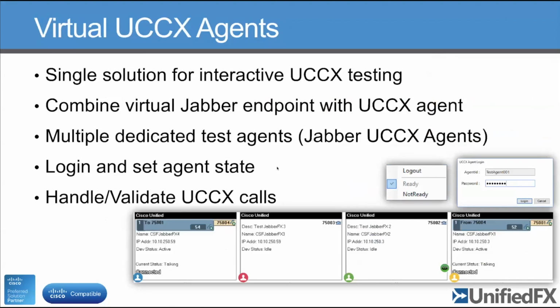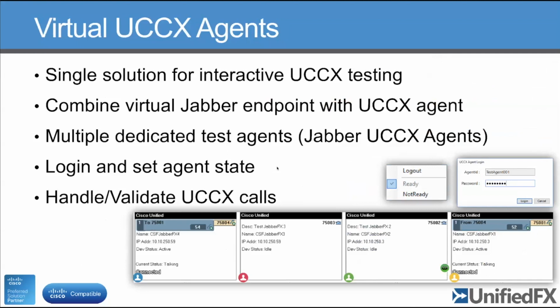Okay, so building on the virtual endpoint side of it, and the fact we now have UCCX integration as well, we can therefore create virtual agents too. So this gives you, a bit like we said a minute ago, a single solution for interactive testing, but in this case, interactive testing of your UCCX system. And effectively, all you're doing is combining these virtual Jabber endpoints I was talking about earlier, and UCCX enabling them.